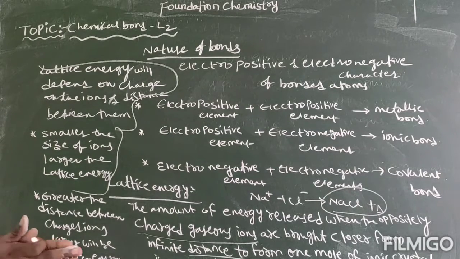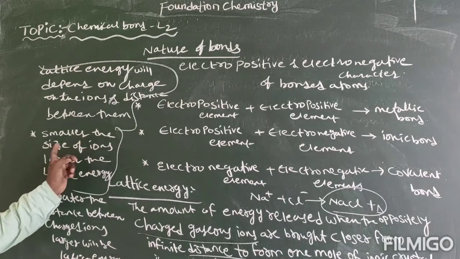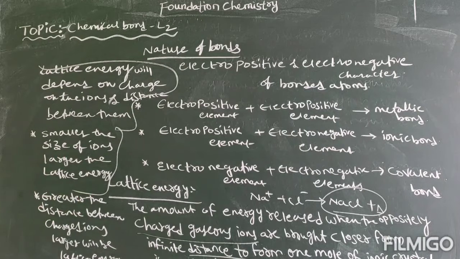Okay, if there is more distance, then to get the bond formation we have to apply more energy. So the greater the distance between the charged ions, the larger the lattice energy. And the smaller the size of the ions, the larger the lattice energy. So these are the points.